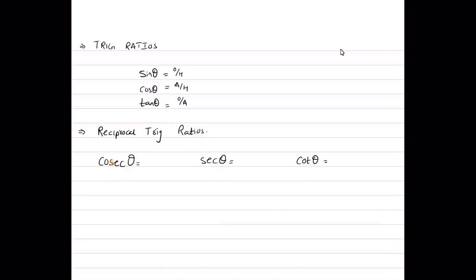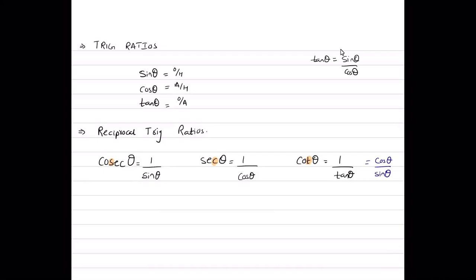Cosecant theta is a reciprocal of sine theta. Secant theta is a reciprocal of cos theta, and cot theta is a reciprocal of tan theta. Do you remember tan theta was the ratio of sine theta upon cos theta? So cot theta would be the ratio of, how can I express cot theta in terms of sine and cos? Cos theta over sine theta. Yes, this is going to be cos theta over sine theta, right?